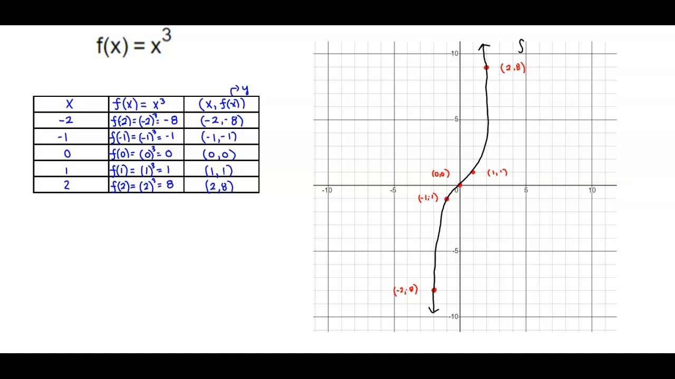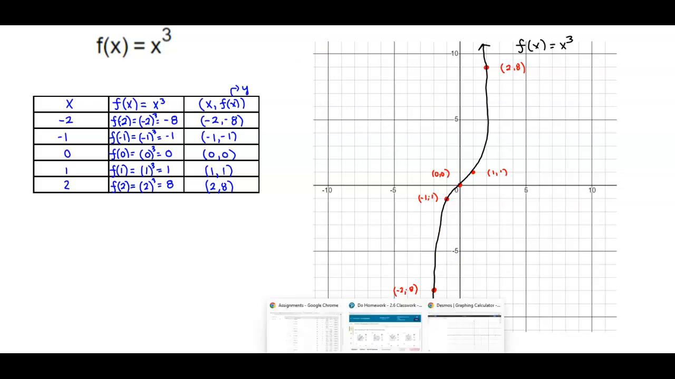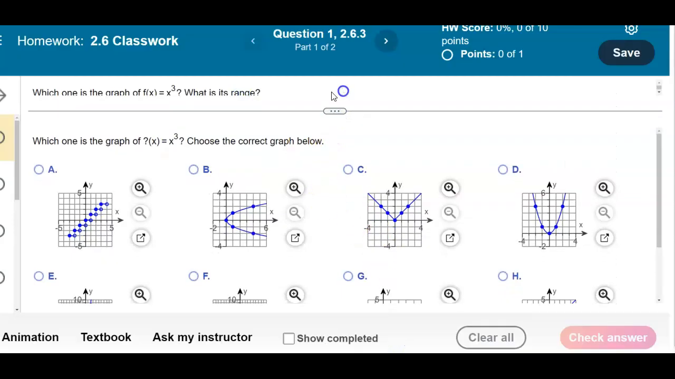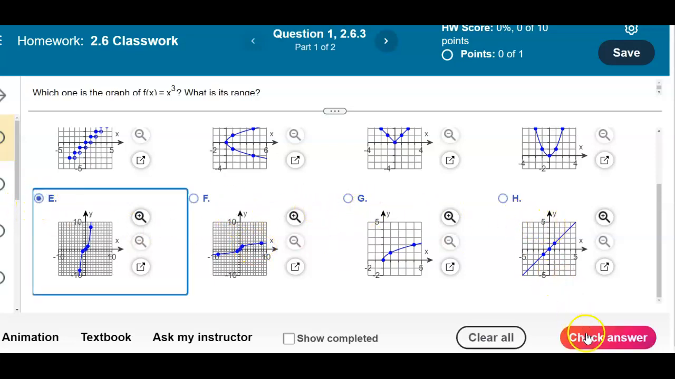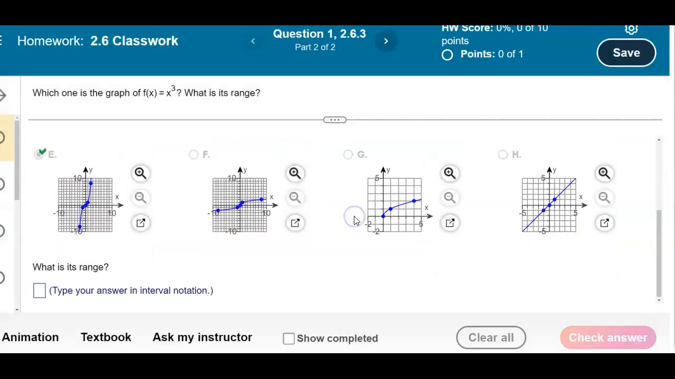So that means that this is the function f of x equals x cubed. All right, so now let's take a look at the options that we can select. Well, we know it's not A, it's not B, it's not C, and it's not D. It looks like it can be E. It's not F, it's not G, it's not H, so we're going to go ahead and select E, and there is our answer. Now it's asking us for the range of the function.